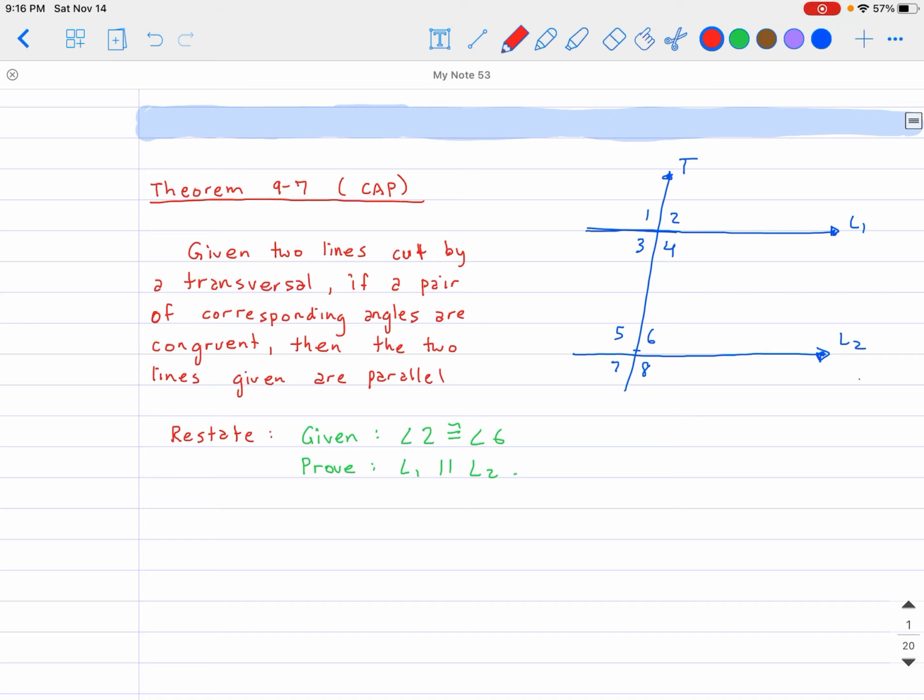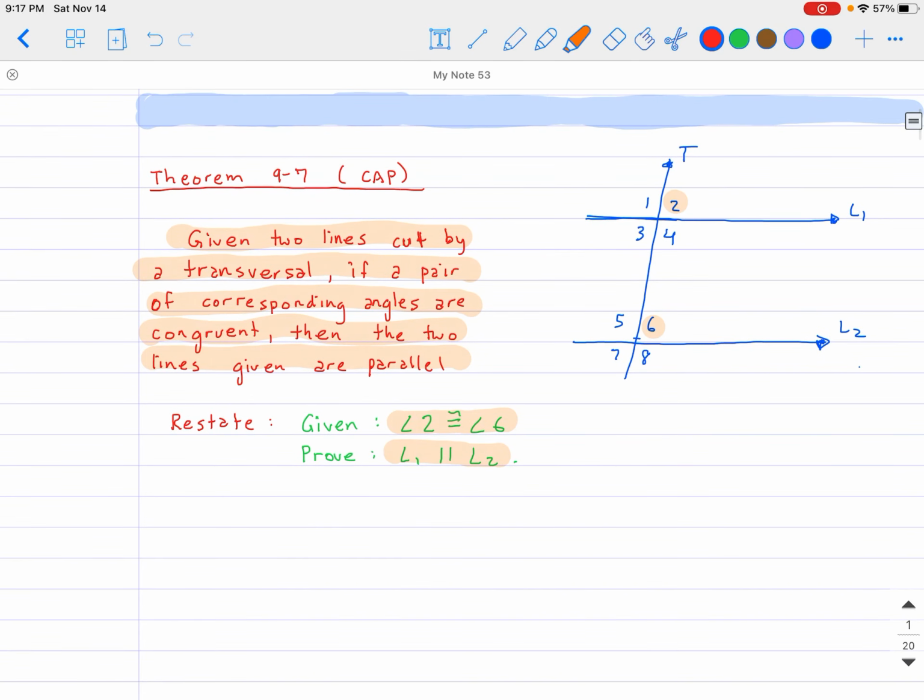So just jumping straight into the one that is important. That's why it's in red. CAP for short. So that means that corresponding angles imply parallel lines is what you actually have. In this theorem, it says that given two lines are cut by a transversal, if a pair of corresponding angles are congruent, then the two lines given are parallel to each other. So as a restatement, I am given angle 2 is congruent to angle 6. You can see how they are corresponding angles. And what I would like to do is prove that line 1 is parallel to line 2.